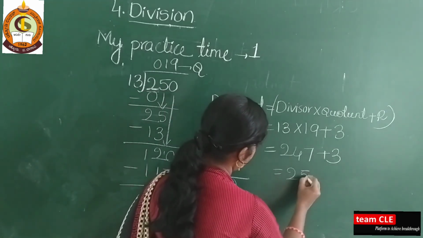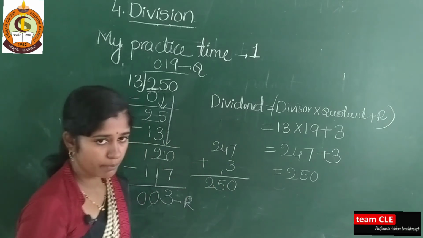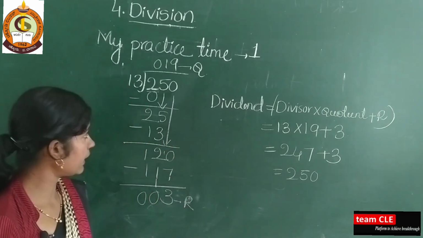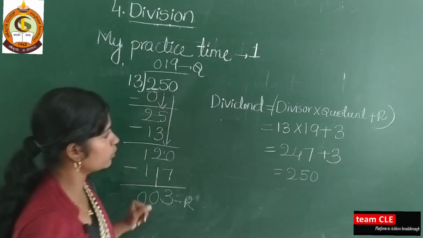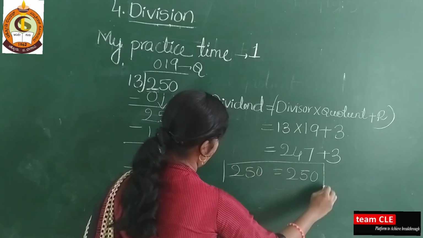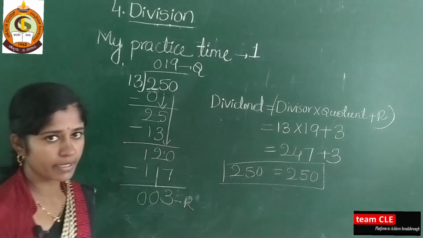Then 250 I got. Then tell me, is my answer correct or wrong? Yes, my answer is correct because I got the dividend, 250. 250 is equal to 250, hence my division is correct.